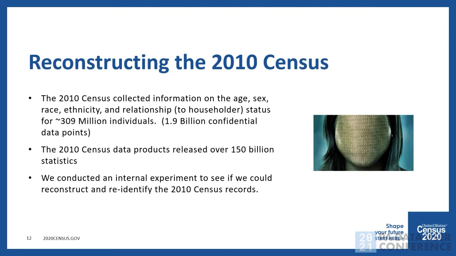So remember when I said a moment ago that it was demonstrated that every release of any calculation or statistic derived from a confidential data source leaks a tiny amount of confidential information. Well, the 2010 census collected a handful of attributes for the approximately 309 million people in the United States, giving us a total of 1.9 billion confidential data points that we had to protect. Yet the 2010 census data products released over 150 billion aggregate statistics that were derived from those data. We wanted to see if that was enough to reconstruct the individual level records for the 2010 census.